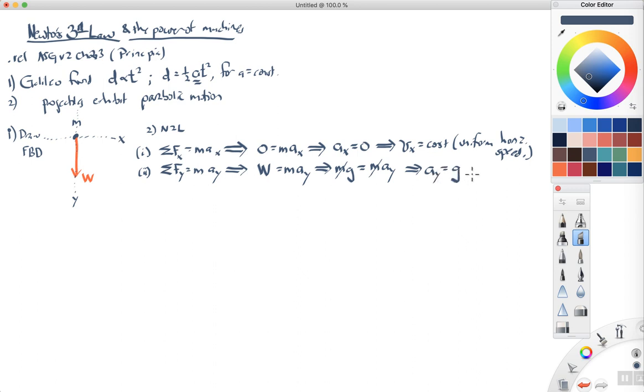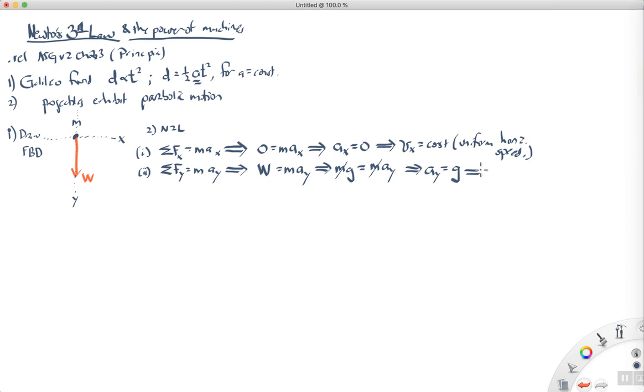g is 9.8. So we're saying that the acceleration in the y direction is g, which tells us that the acceleration is constant. If the acceleration is constant, well, then we can just use all of the old Galilean formulas.